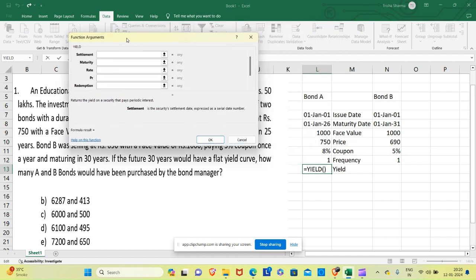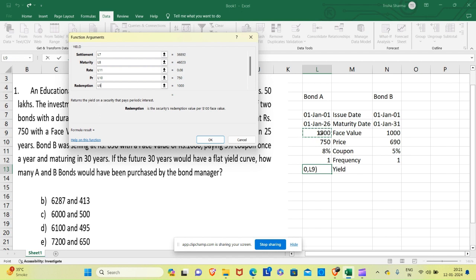Now to find out the yield, we will need to put the settlement date, which is nothing but the issue date. So we have put it here. Then we'll put the maturity date, which is this particular date for bond A. Then we'll put the rate. Rate is nothing but the coupon rate, so you go and click on the column of coupon. Price has been given as 750. Redemption has been given as 1000.